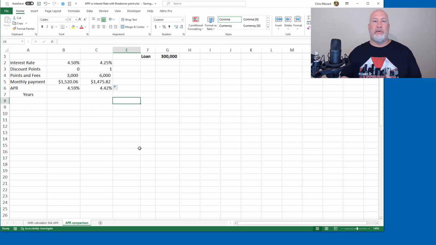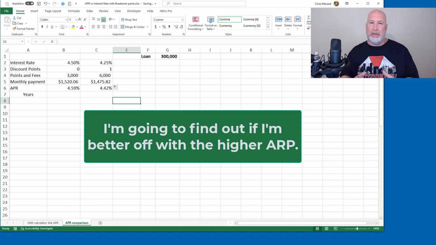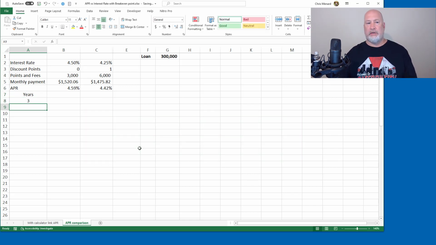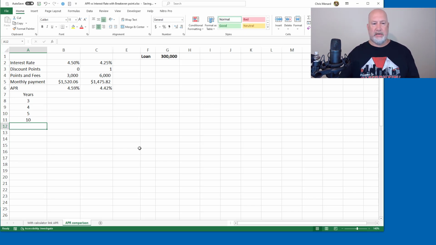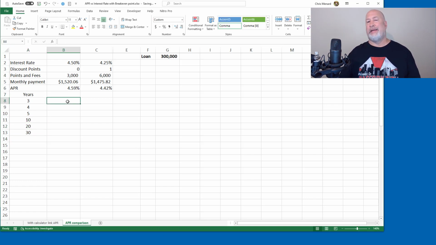So now I'm covering the point about sometimes the higher interest rate and even the higher APR is the way to go. So let me show you when that's the case. I'm going to look at this loan for 3 years, 4 years, 5, then I'm just making this up, 10 years out, 20 and 30. This is just going to be one easy formula, and then I'll just autofill it.